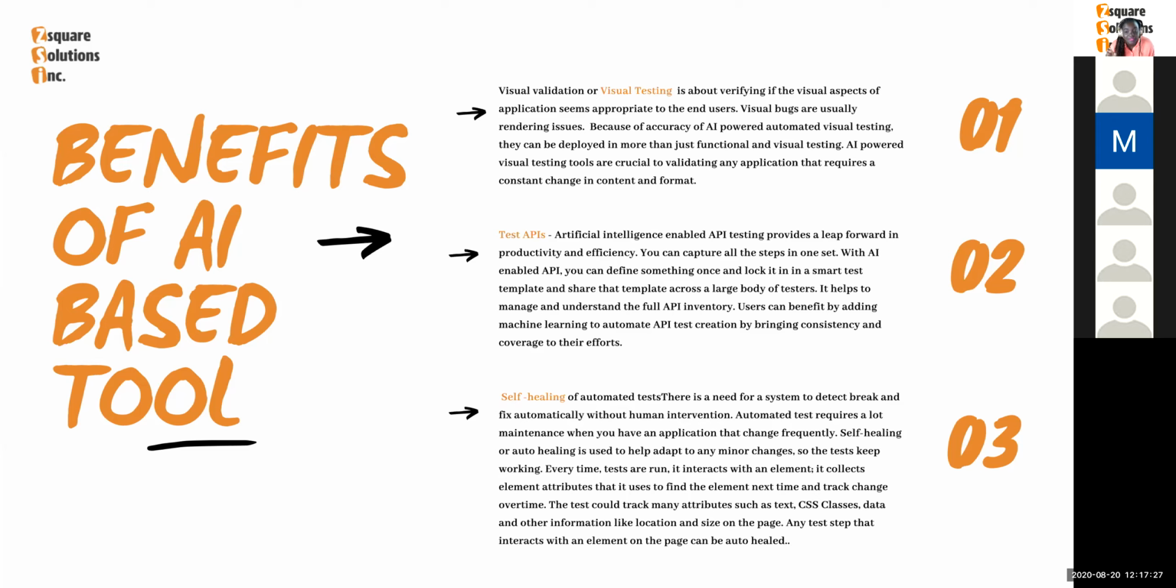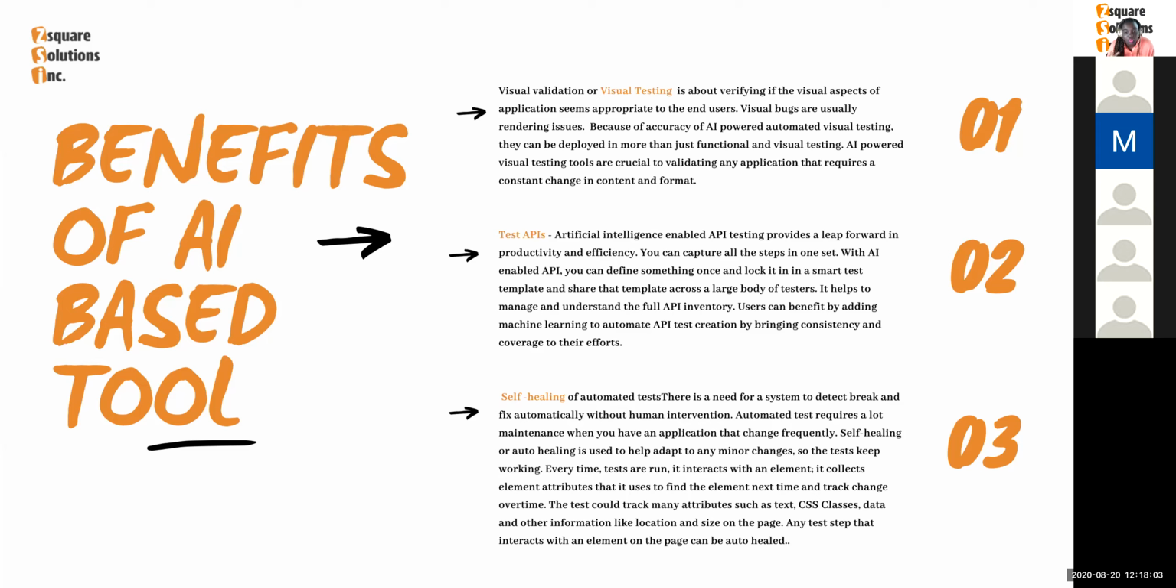Because of the accuracy of AI-powered automation testing tools, they can be deployed in more than just functional and visual testing. So AI-powered visual testing tools are crucial in validating any application that requires constant change in format. So when you find yourself with an application where you're doing a lot of visual things that you need to test, this is a perfect match as a tool for you, because anything changes, you run your test automatically, and we get all those rendering or visual issues that most of our eyes will not catch quickly.